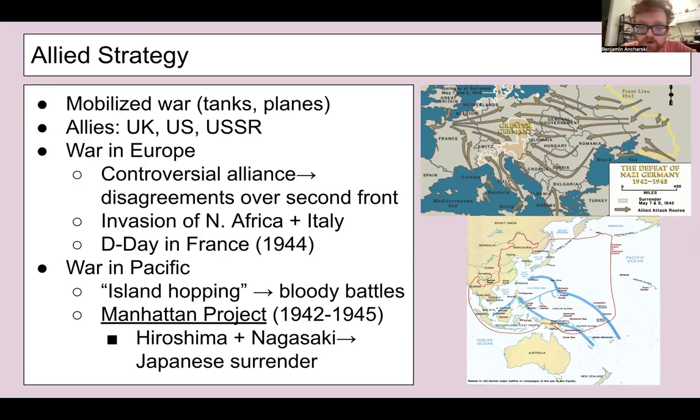Now, the Allies in World War II, obviously the UK, the US, and the Soviet Union being the big three, so to say. Now, the war in Europe looks a little bit different from the war in East Asia. Initially, Americans are not directly on the European mainland, not on continental Europe, until much later. And this is actually going to be a site of controversy between the Allies themselves.